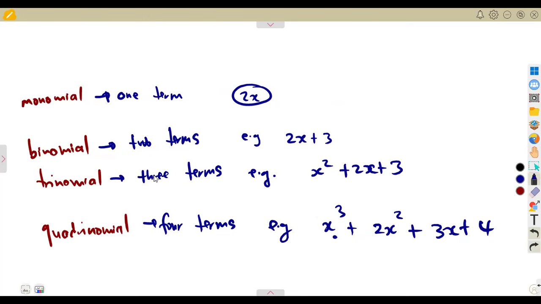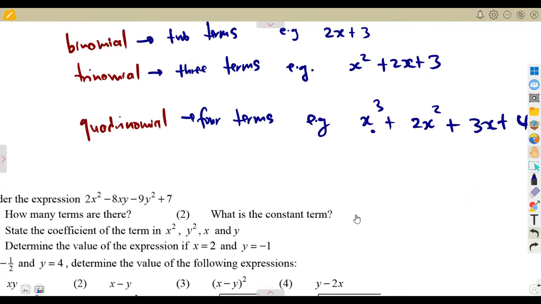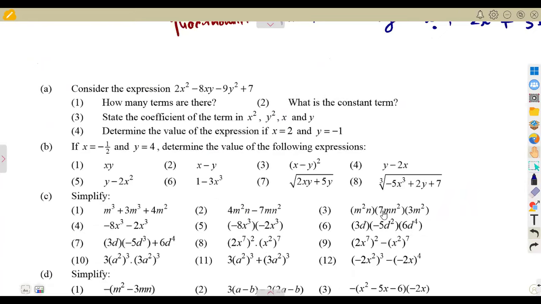So that's a quadrinomial. With a trinomial and a binomial, you have to know each and every part that you're given, the number of terms in each and every expression. With this, we're going to talk about simplification, which I'm going to explain as we move on. With this, I think we can understand each other, because we shall be talking of these terms.